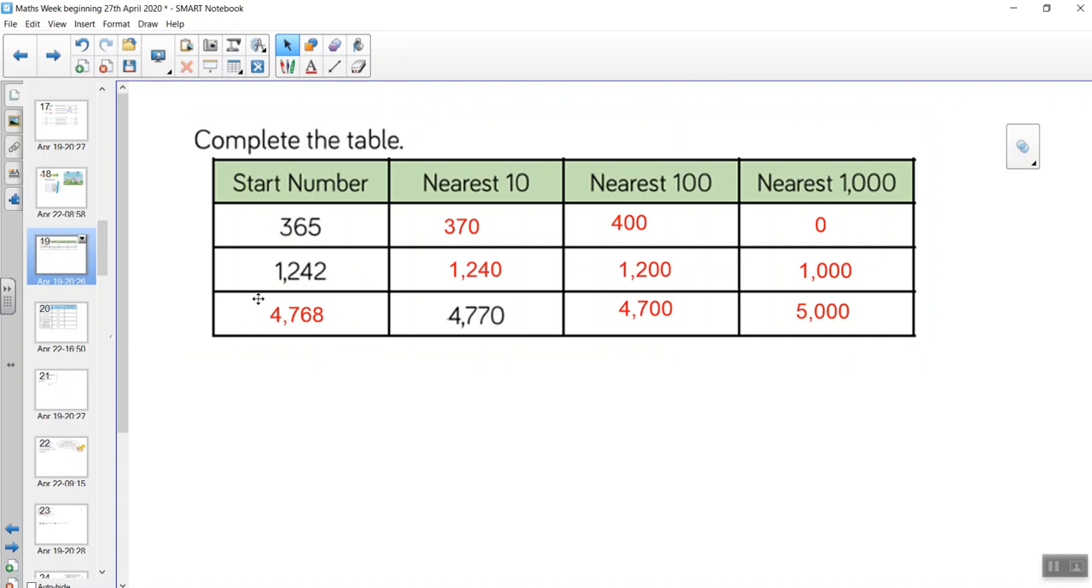I chose 4,768 because I knew when I rounded that number, it rounded to 4,770. Which one did you choose?